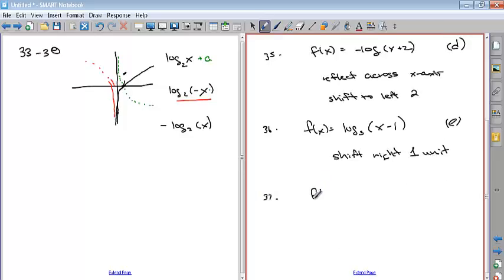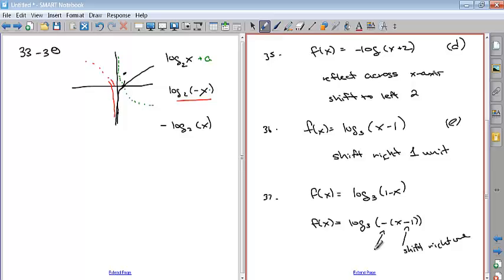37: f of x equals log to the base 3 of 1 minus x. We just have to factor out the negative sign within the argument. We can't ever factor it out completely. So you have negative times x minus 1. So instead of 1 minus x, it's negative quantity x minus 1. This means shift right 1.